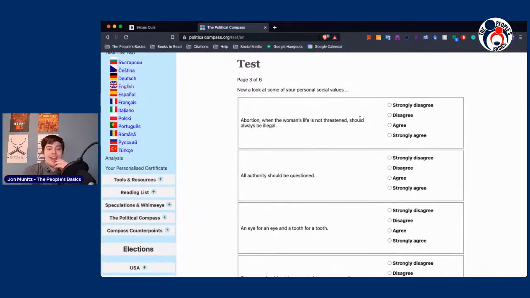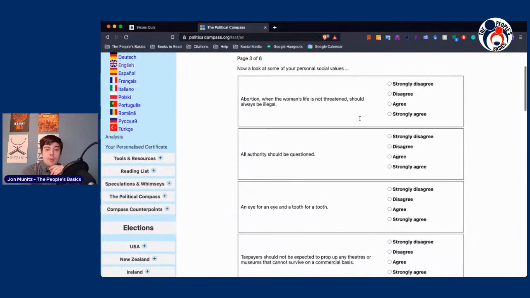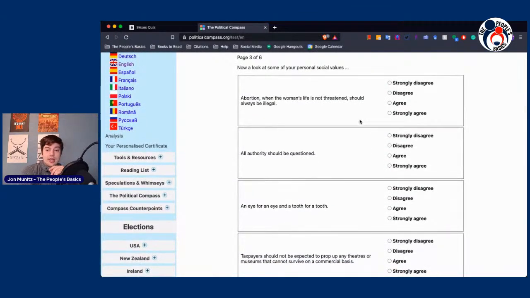Let's go to page 3 now. We got: abortion when the woman's life is not threatened should always be illegal. I strongly disagree. It is not, in my opinion, human life until it exits the body of a woman, essentially. Or frankly, in the future, that definition will change. But it's once the baby can basically be self-sustaining outside of a womb. Because right now they're developing artificial wombs to not necessarily have women need to carry babies to term. So I think that is the basic definition of when life starts, in my opinion.